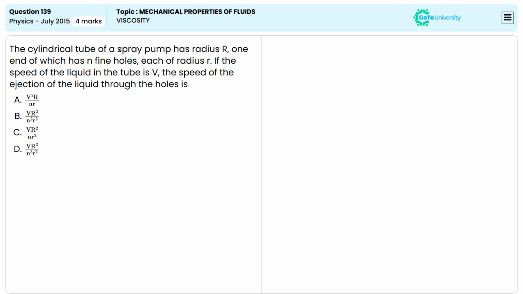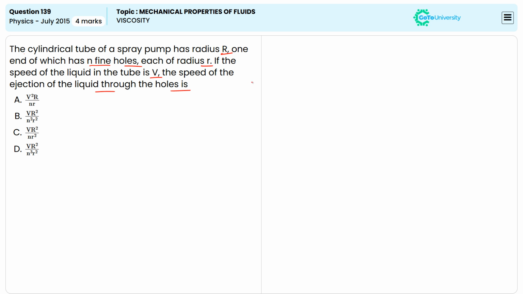The cylindrical tube of a spray pump has a radius r, one end of which has n fine holes, each of radius r. If the speed of the liquid in the tube is v, the speed of the ejection of the liquid through the hole is what we need to find here.